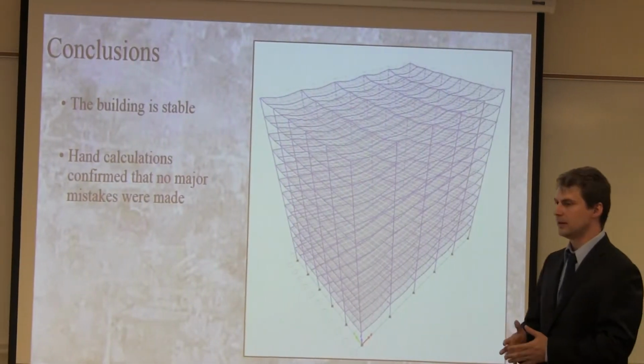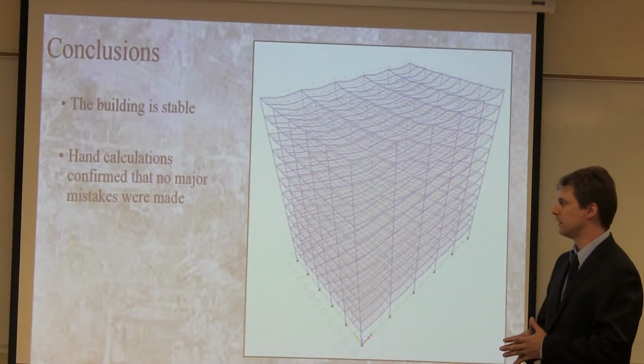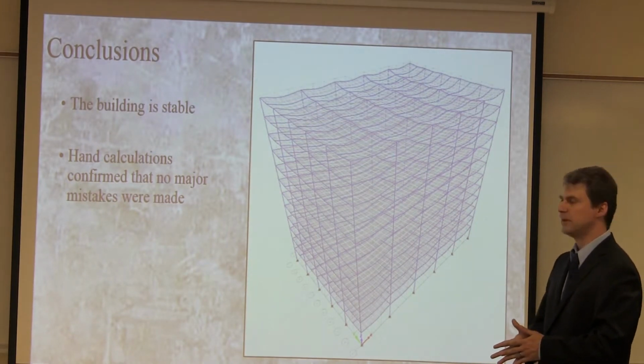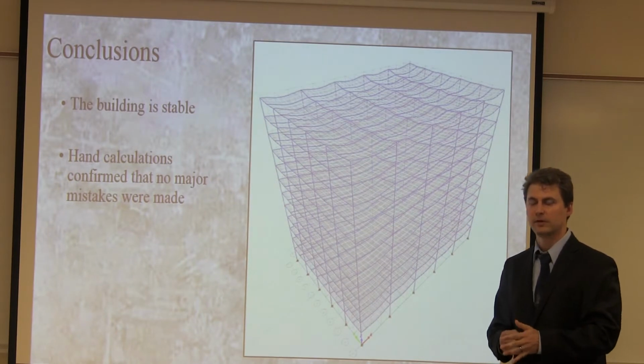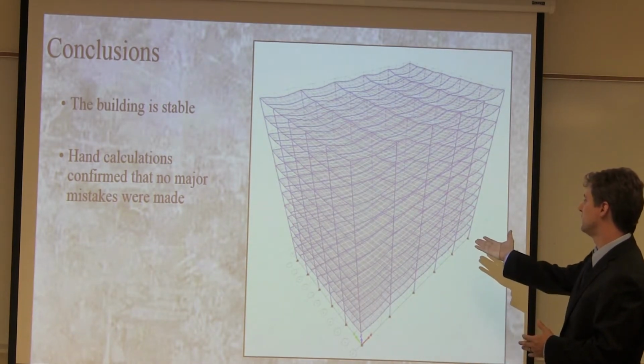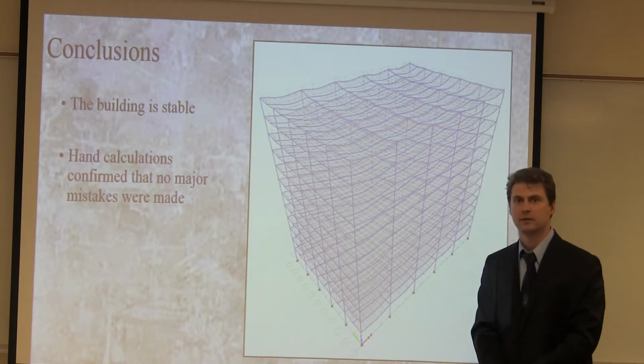In conclusion, the building ended up being stable. We had a few mistakes originally that we caught in our analysis using the methods described, and we were able to fix them. We used hand calculations that we're going to submit in our report, and they confirmed that there were no major mistakes made. Everything was within tolerance. Here's our finished building showing our deformed shape, and I hope you enjoyed. Thank you.